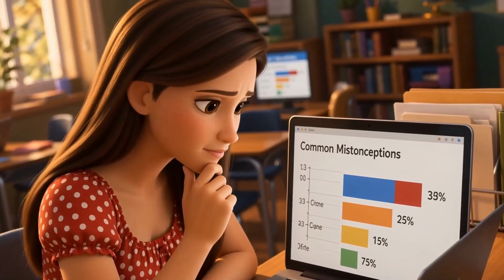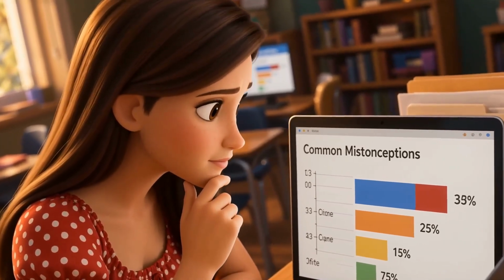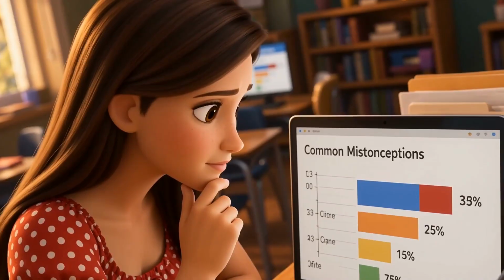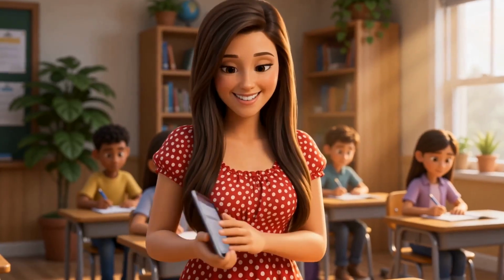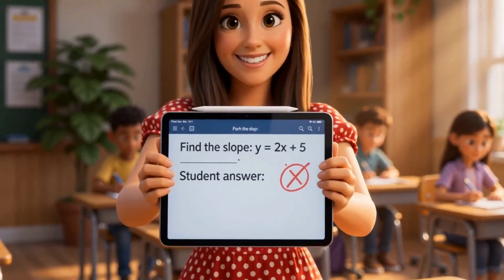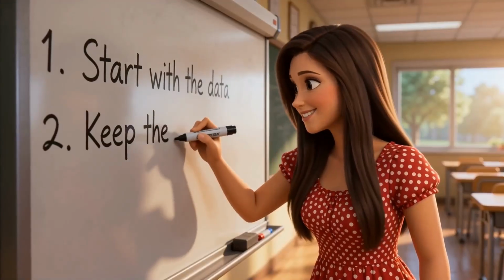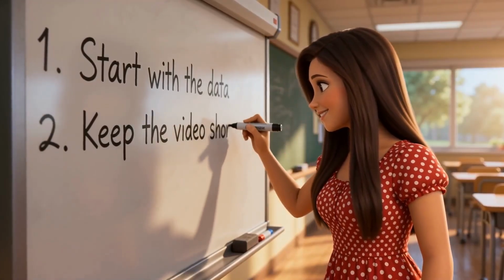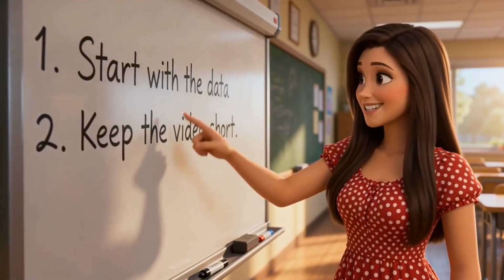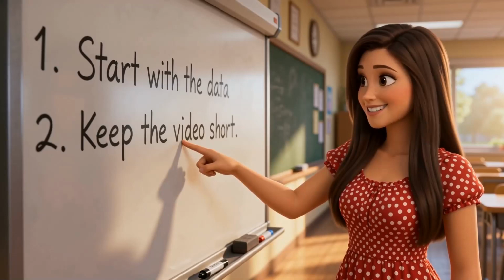Maybe they confused slope and y-intercept. Maybe they could factor when the leading coefficient was 1, but not when it changed. The more specific the reteach target is, the more useful the video will be. Second, keep the video short. A reteach video does not need to be 20 minutes long. In fact, shorter is usually better.